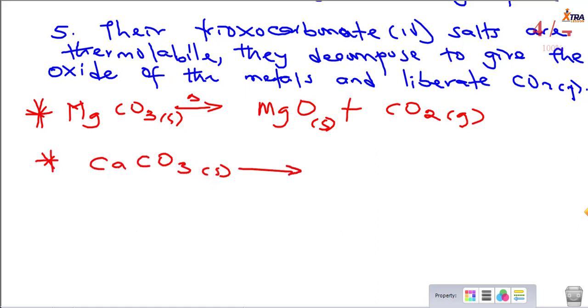And then you can predict what product you have here. Since calcium is also an alkali earth metal, it decomposes upon heating to give the oxide of the metal, which is calcium oxide, and liberates carbon 4 oxide gas. Sweet dear.